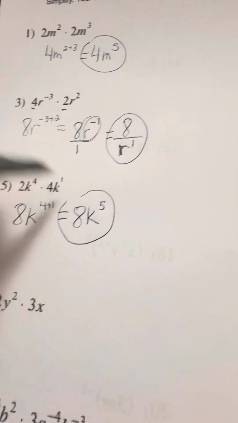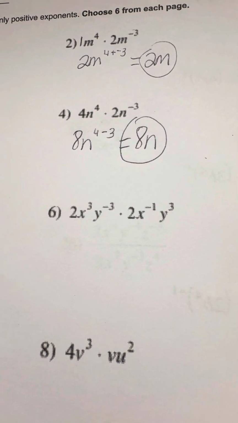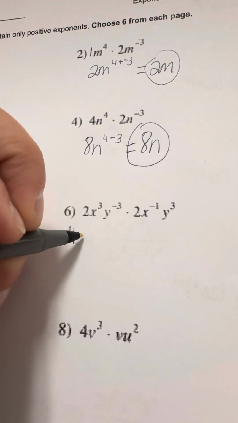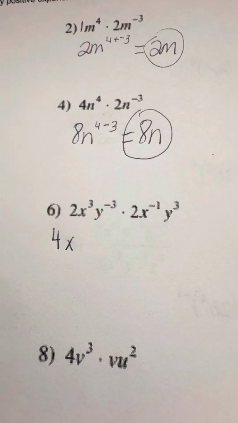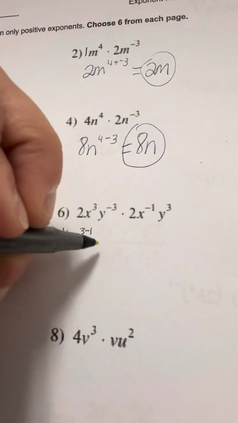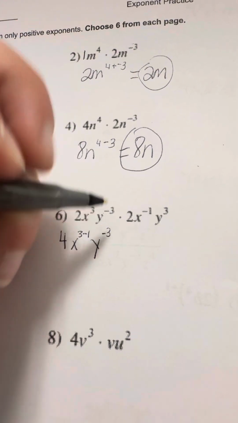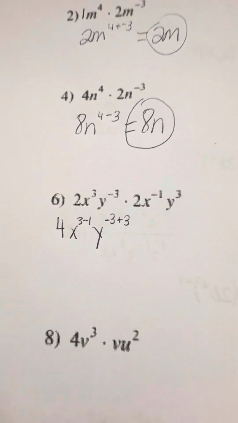And then we're going to take a look at this next one. We got lots going on here. We're going to multiply the numbers normal. 2 times 2, that's 4. And then we're going to take a look at the x's. We've got the same base here in the x's. So we'll add the exponents there. So 3 plus 1, negative 1, or just 3 minus 1. And then we're going to do the y's next. And we're going to do the negative 3. And then we have plus this 3. So that's what we've got here.